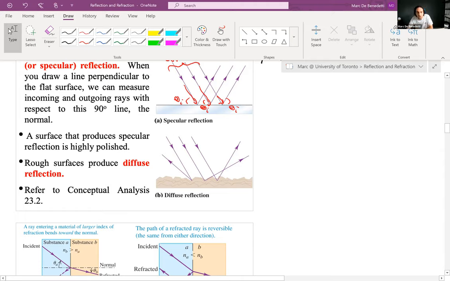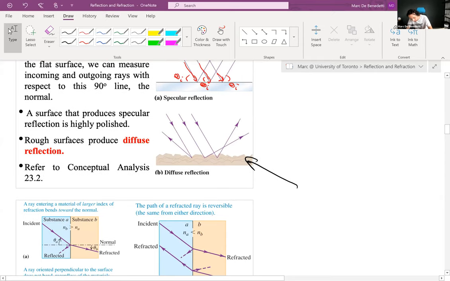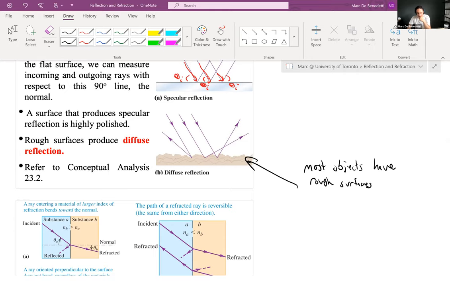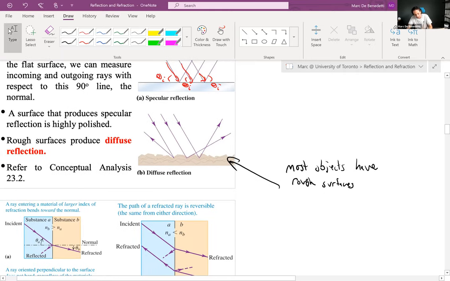Well, if you zoom into, let's say, a door, you're going to get a surface that looks like this. Most objects have rough surfaces. And when I say most, I literally mean everything except something shiny, everything except where you can see your face in it. You still have parallel sun rays coming in, coherent and uniform and parallel.